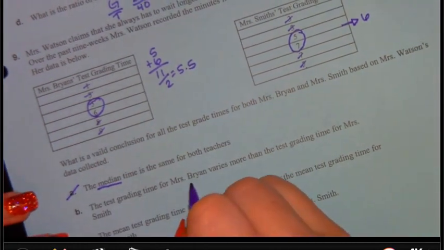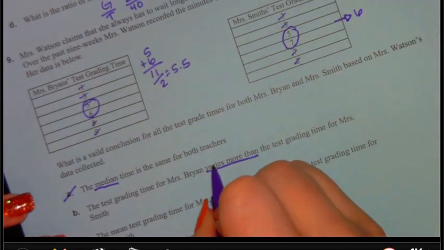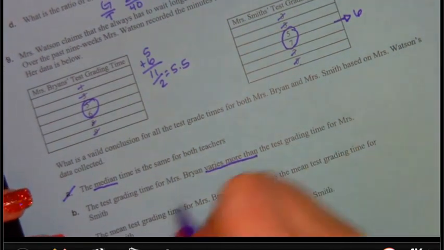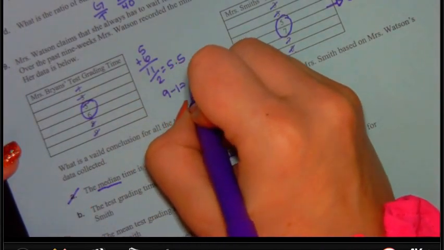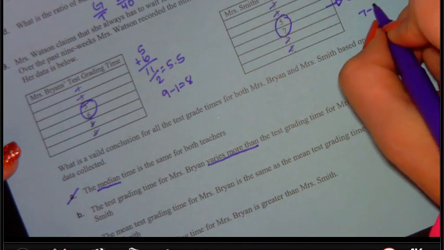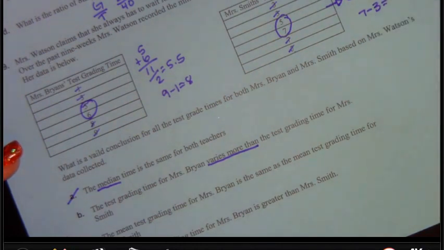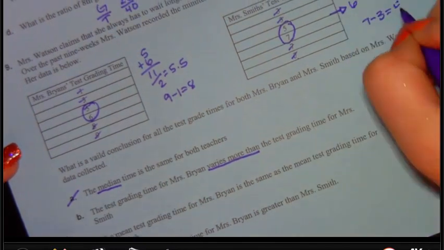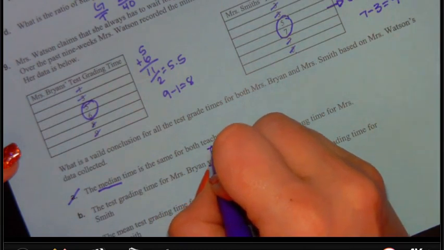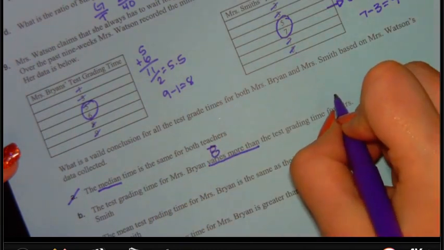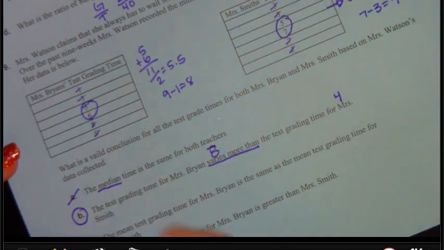Test grading time for Mrs. Bryan varies more, so my range is higher than Mrs. Smith. All right, range is the highest minus the lowest. So 9 minus 1, which is 8. 7 minus 3 is, I think that's 4. Double checking. Yep, 7 minus 3, which is 4. So Mrs. Bryan's range is 8, and it's more than Mrs. Smith's range, which is 4, and that is true.